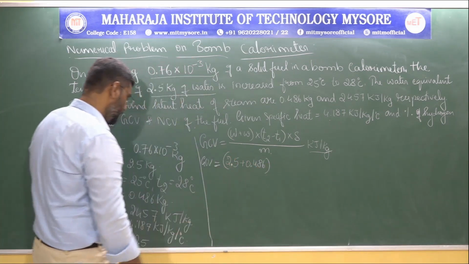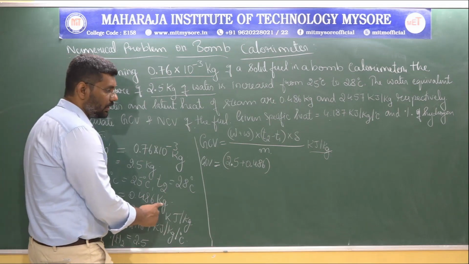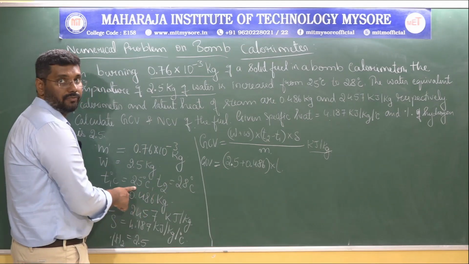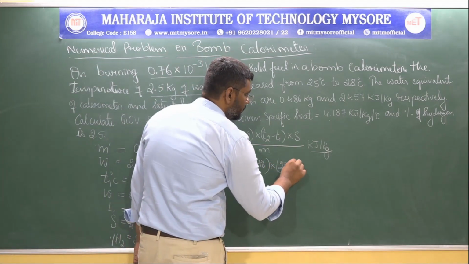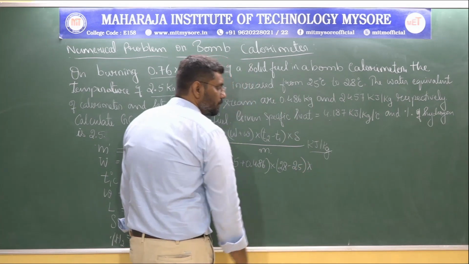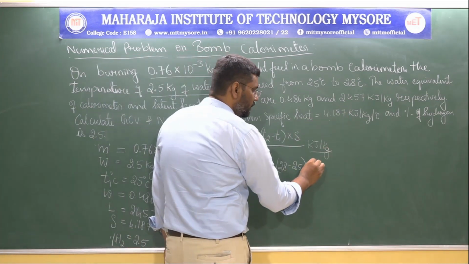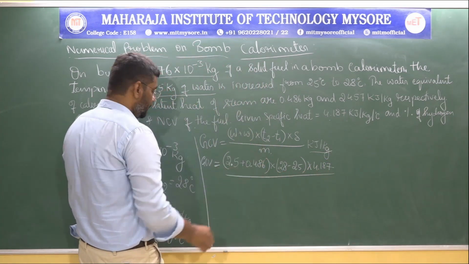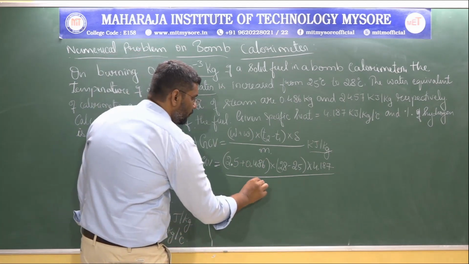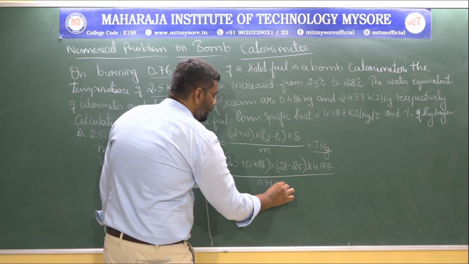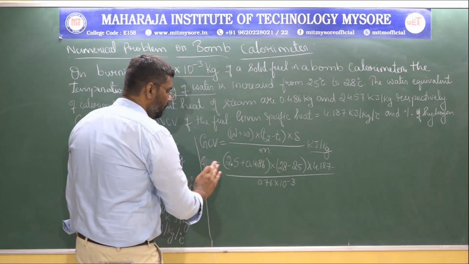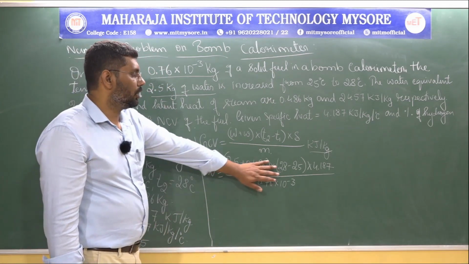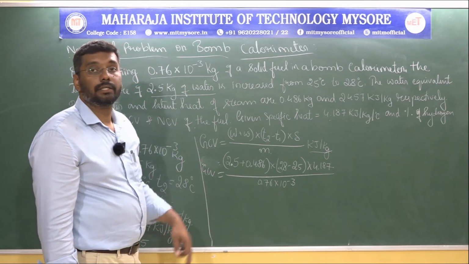0.486. So that is also in terms of kg, into what is T2? T2 is 28 degrees centigrade and T1 is 25 degrees centigrade. So 28 minus 25 into, he has provided the specific heat in the given data, that is 4.187, divided by what is the mass he has provided here. So mass is 0.76 into 10 to the power of minus 3. So this is how you can put all the values in the expression to calculate GCV.